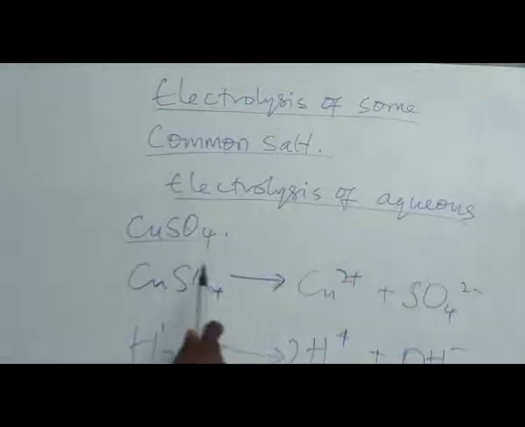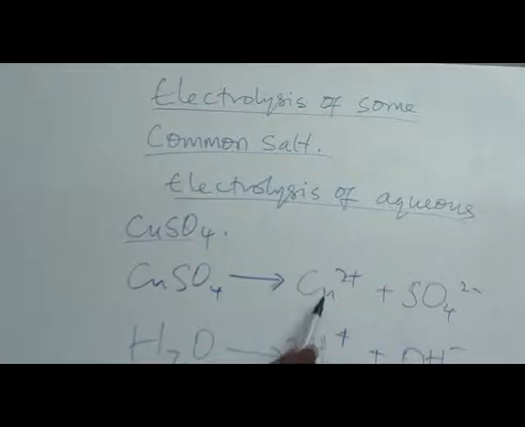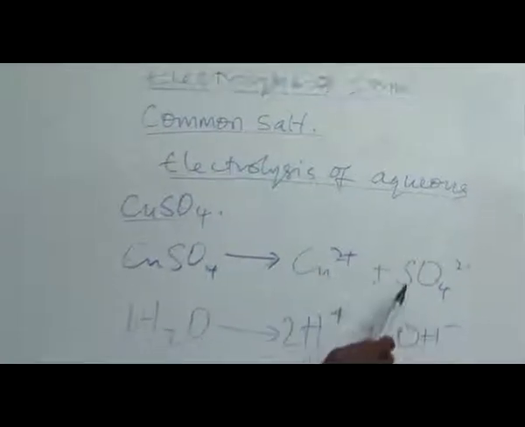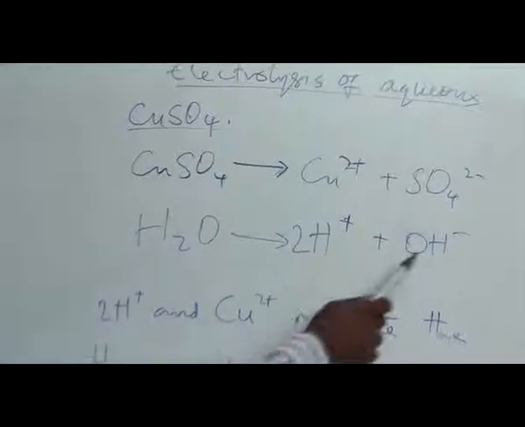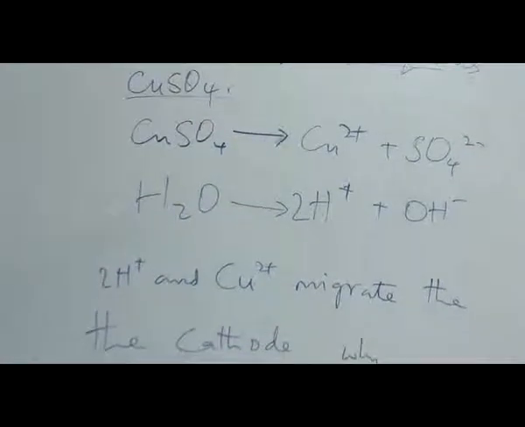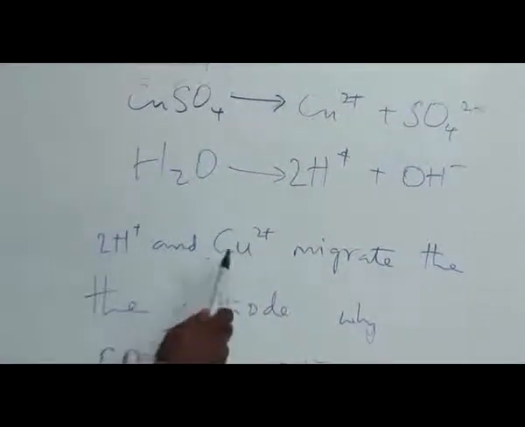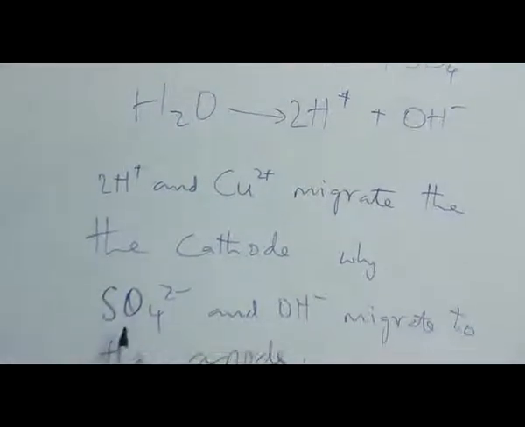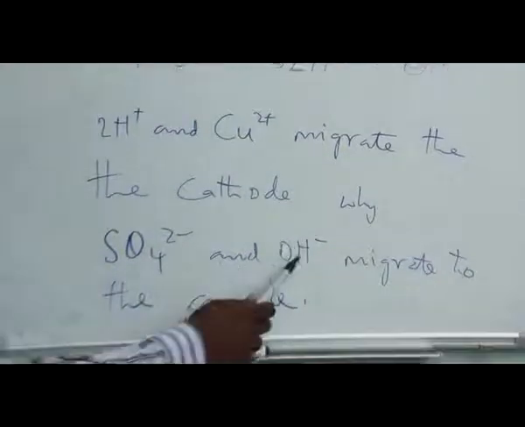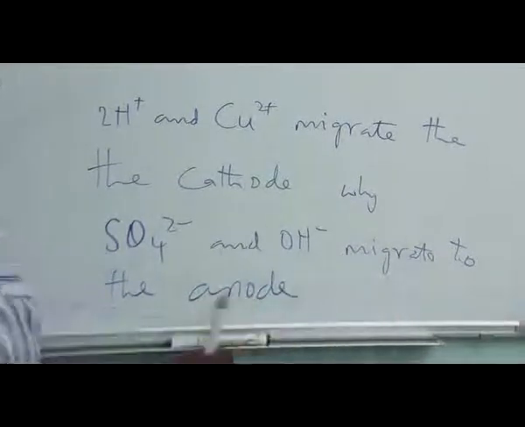Electrolysis of aqueous copper(II) tetraoxosulfate(VI) solution. Copper(II) tetraoxosulfate(VI) solution will ionize to give copper(II) ion plus tetraoxosulfate(VI) ion. Water will also ionize to give hydrogen ion plus hydroxide ion. The hydrogen ion and the copper(II) ion will migrate to the cathode, while the tetraoxosulfate(VI) ion and the hydroxide ion migrate to the anode.